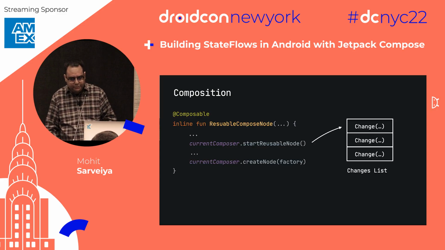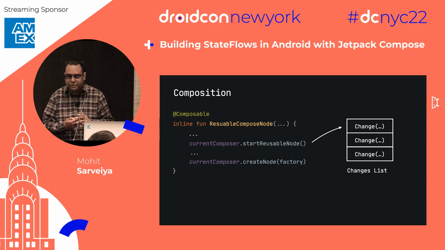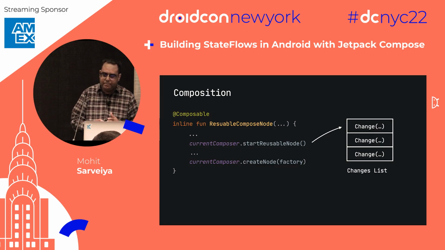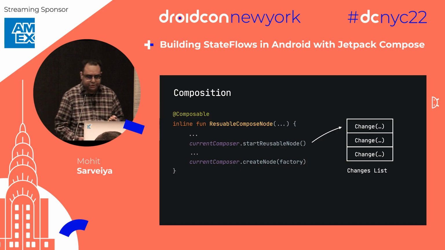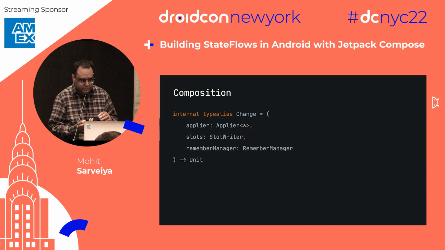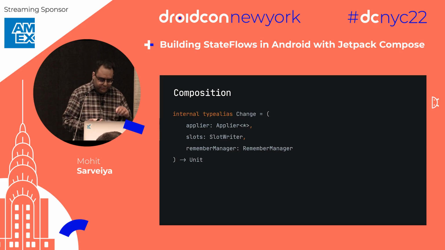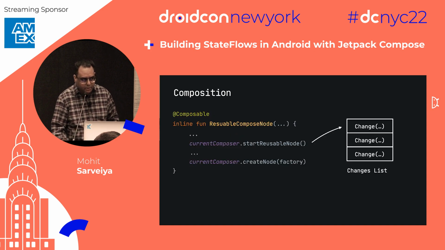What all of these things do is that they don't update something called a slot table directly. They create a changes list, a list of changes that need to happen. And this also occurs when you do recomposition. A change is just a way, it has an applier, I'll go over what that is. It also has a slot writer. These are changes, they all get recorded and added to this changes list.